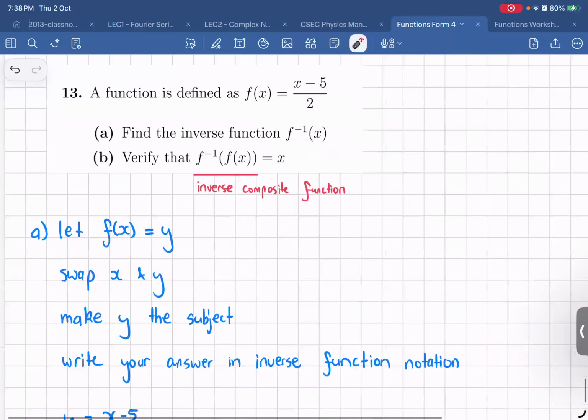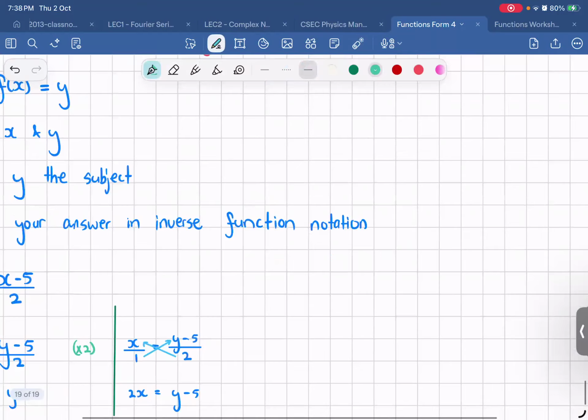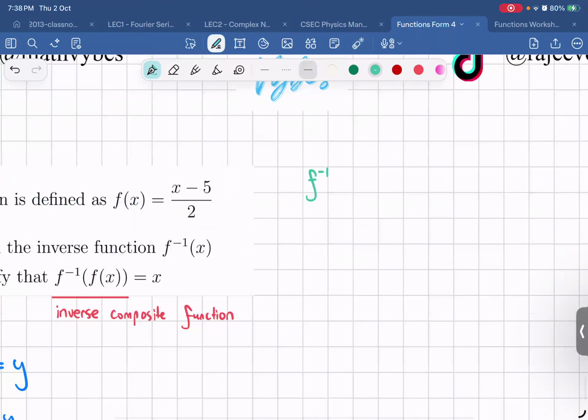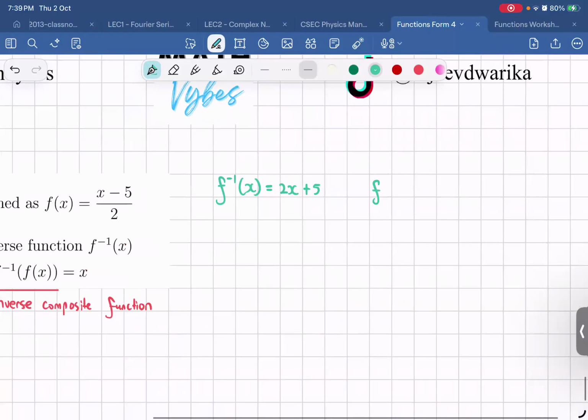Let's just do a quick recap, right? We found f inverse of x to be 2x plus 5, I believe. So that is what f inverse x is, 2x plus 5. And could somebody remind me what f of x was? It's right there on the screen: x minus 5 over 2. Great.